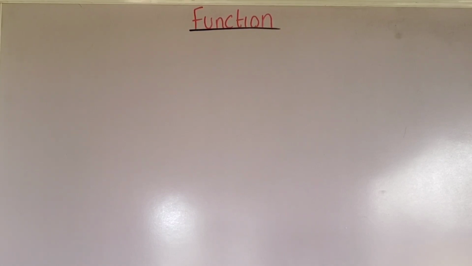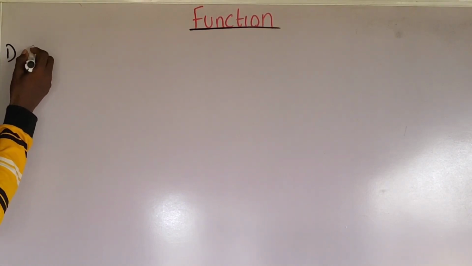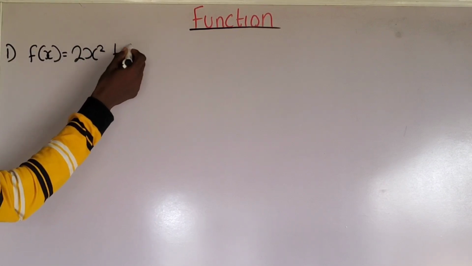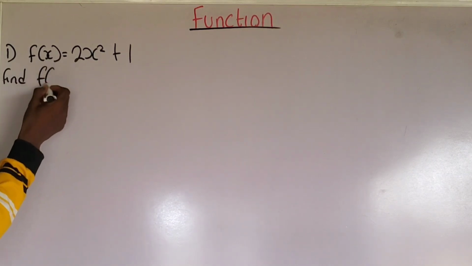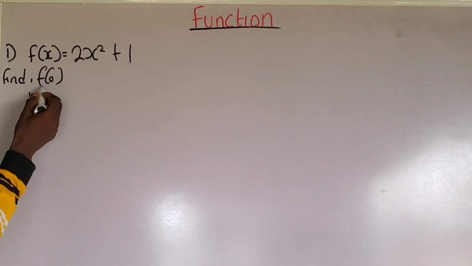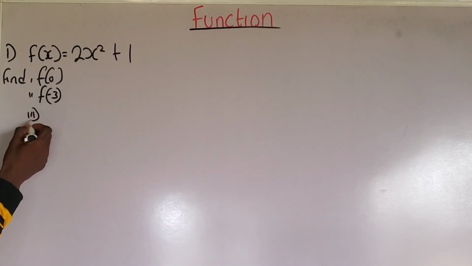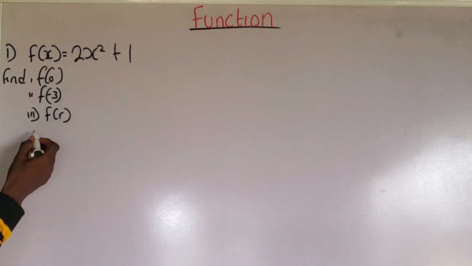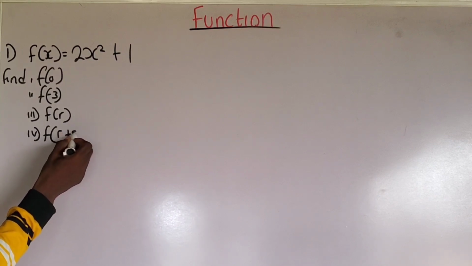In this class, we're going to go over questions on function. Okay, let's say you are given that f of x is equal to 2x squared plus 1, and you are asked to find f of 0, f of negative 3, then we have f of r, then the fourth, f of r plus s.